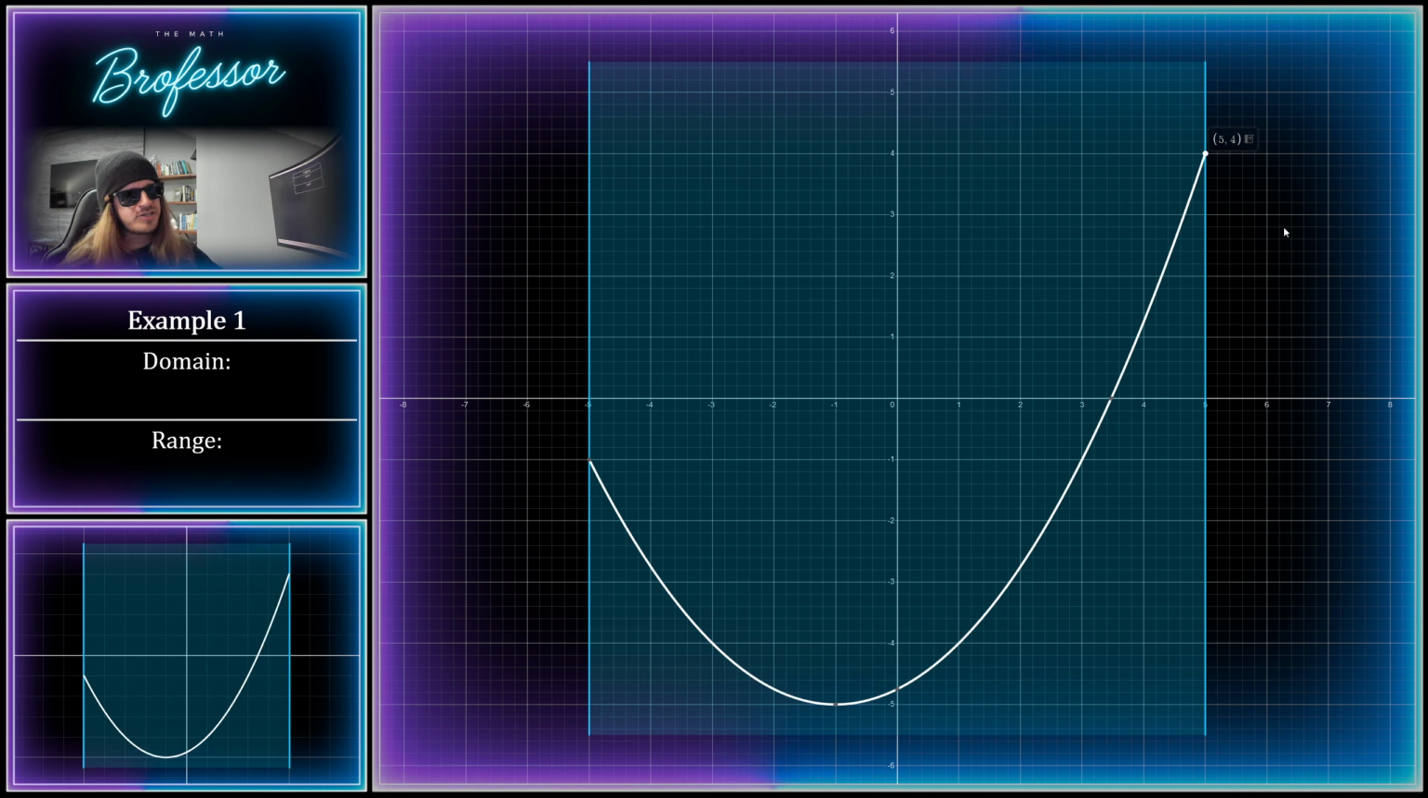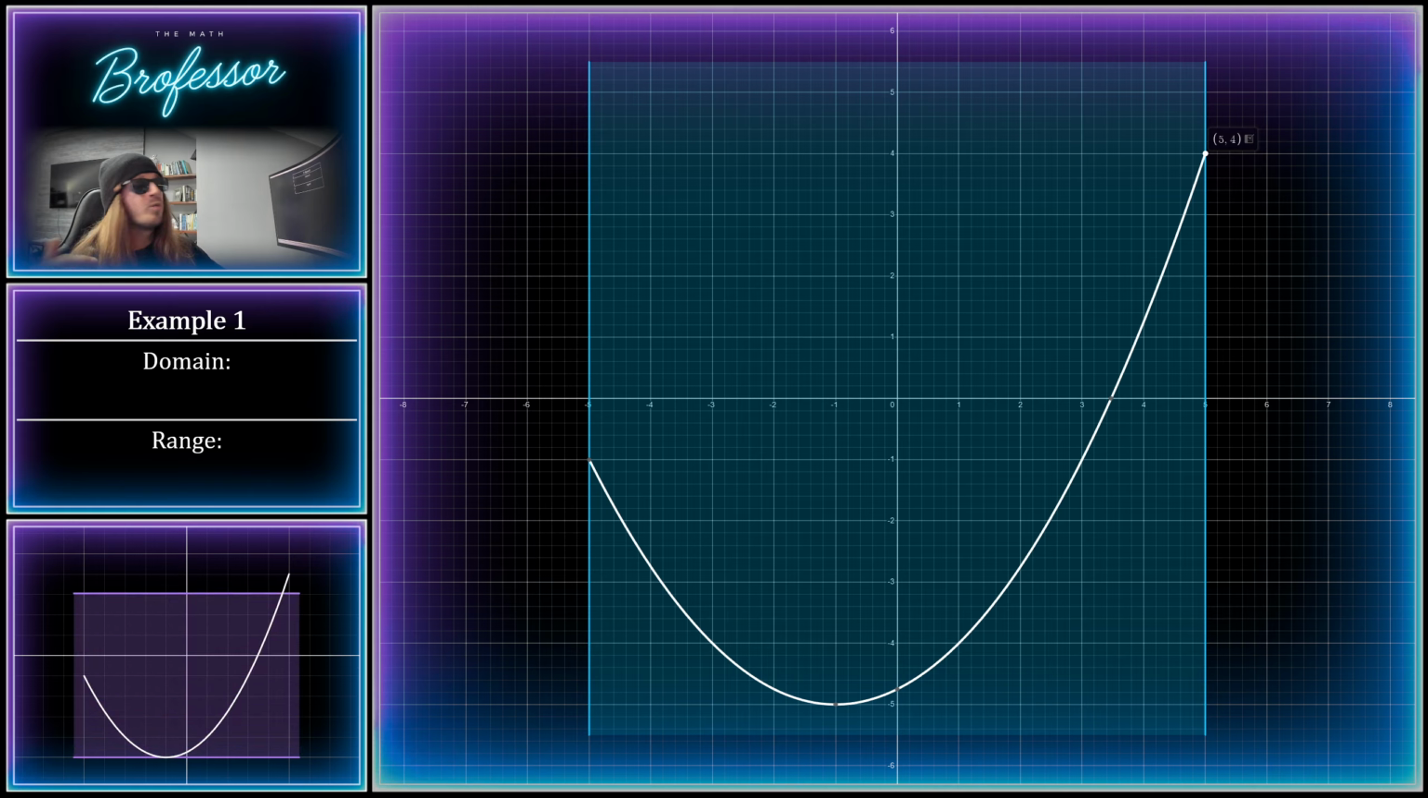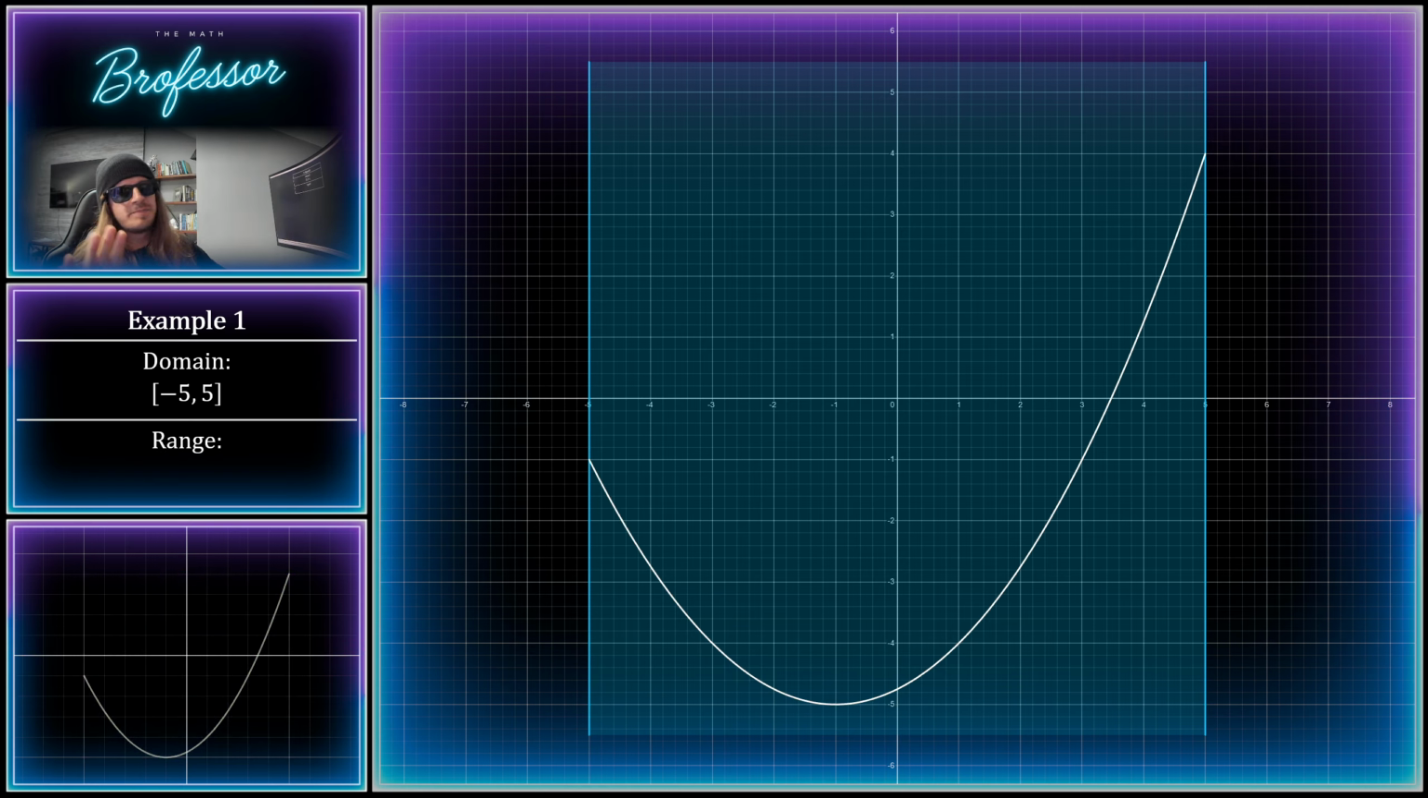Well, when you write the answer to this, and the domain here is going to be -5 to 5, when we write that, you need to write it using brackets, and we use brackets when it makes contact, and you'll see that right below here. There we go. We got our domain. Brackets because it makes contact.